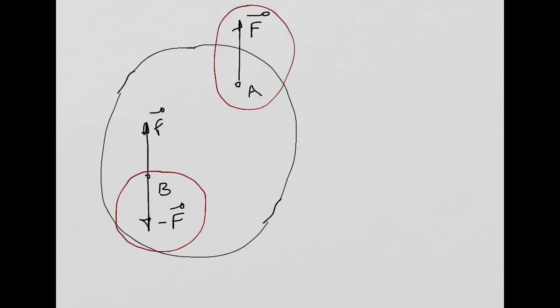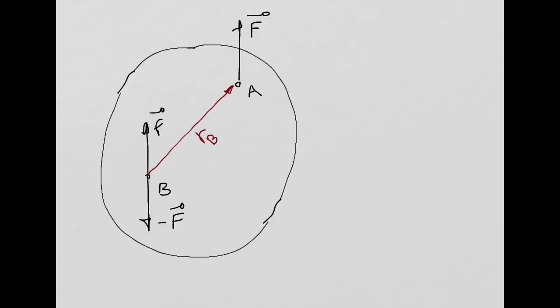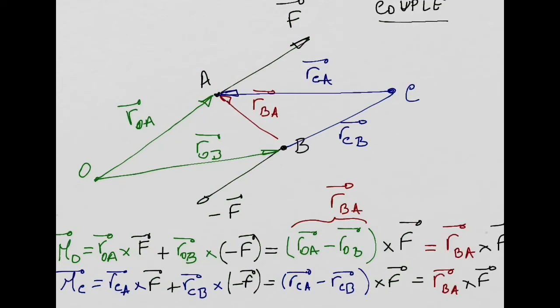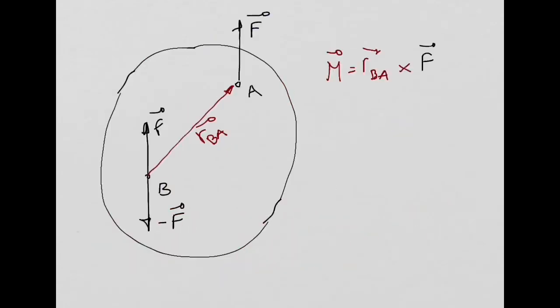But a couple introduces a moment. And how much is that moment? That moment is equal to the cross product of the position vector connecting point B with point A. So the moment produced by that couple, I'm going to say M, is equal to the position vector RBA cross product with my force vector. This is exactly what we obtained in this slide here when we calculated the moment produced by a couple: the position vector connecting the two application points of the forces of the couple, cross product with the force. Right? So this is a very, very important result.